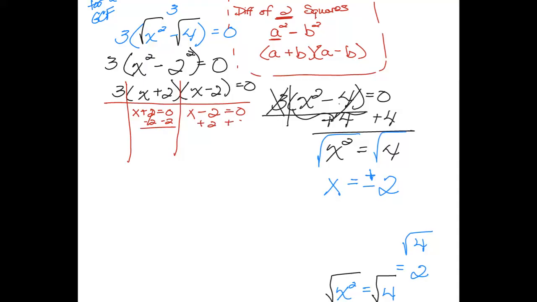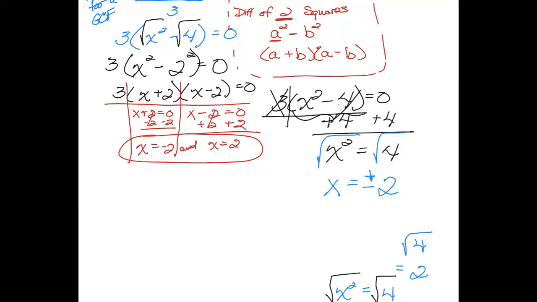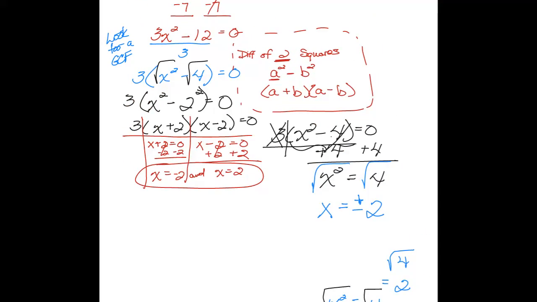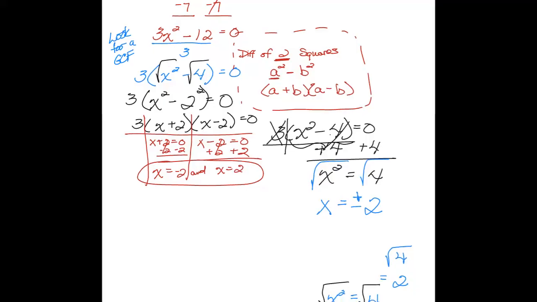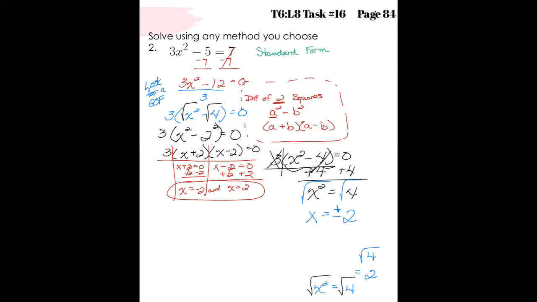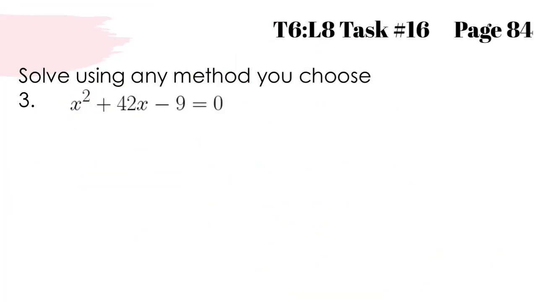Add 2, and so you get x equals negative 2 and x equals positive 2. So you can use either one of those two methods, okay? All right. Any questions about the second one? So everybody got everything down that you need? Okay, let's go to the third problem.